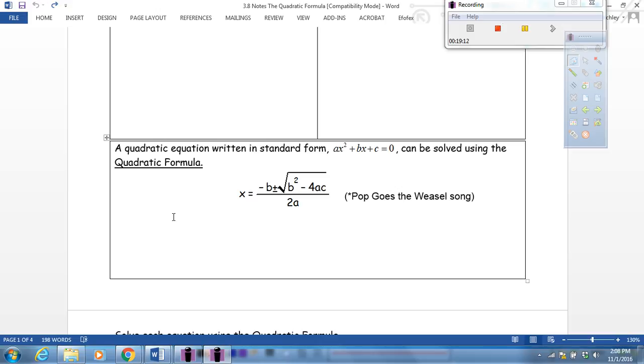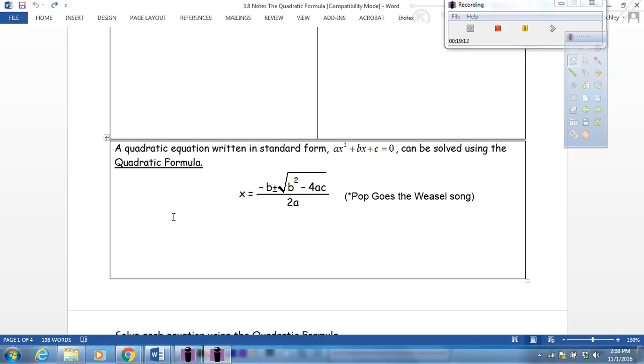Not the song, you're not going to sing it, but you have to memorize this formula for your test. You don't have to derive it, but you have to use it. Okay, so now once again, we're all going to sing it together.